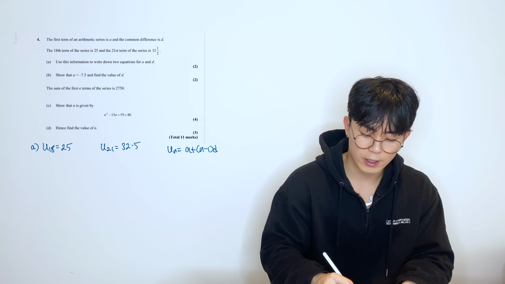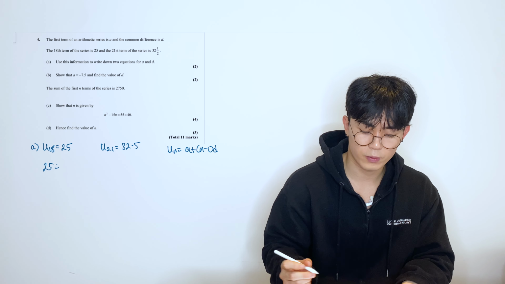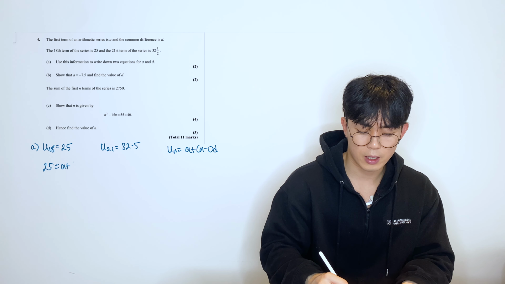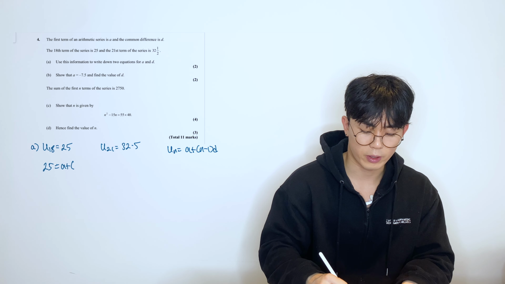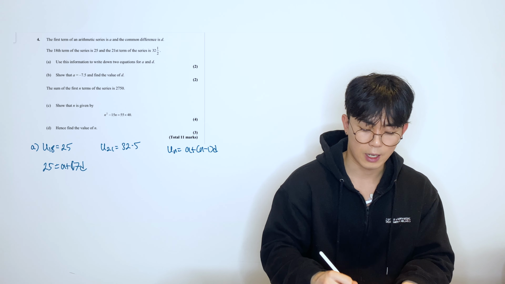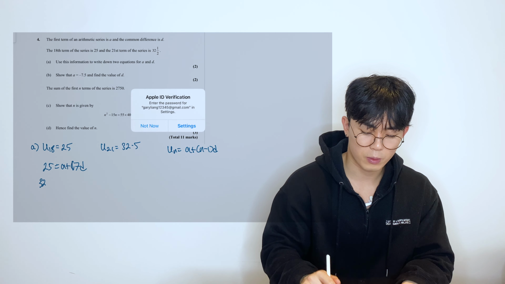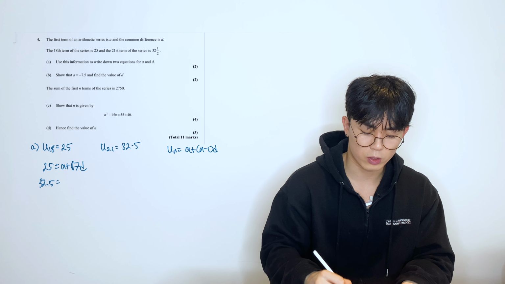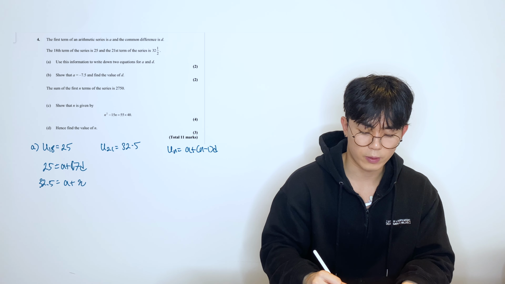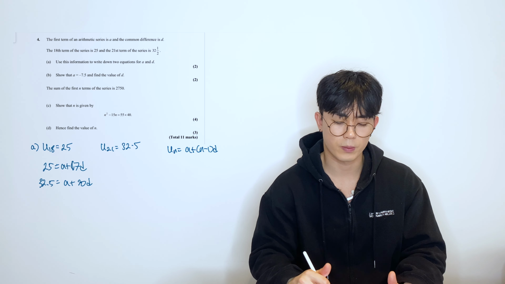So for U18, I can write this 25 is equal to A plus n minus 1. 18 minus 1 is going to give 17D. And same thing for the 21st term. So 32.5 is equal to A plus 20D. This is how we're going to form the two equations.